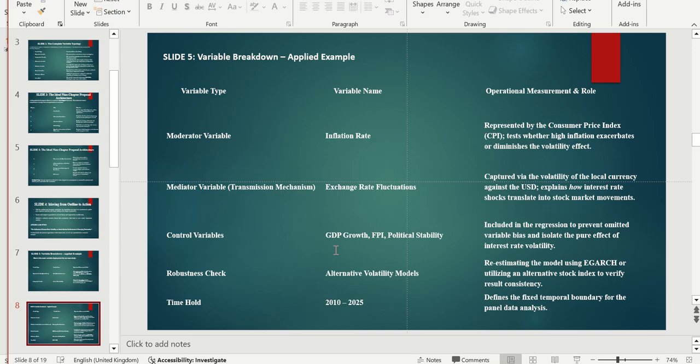To strengthen our findings, we perform robustness checks using alternative volatility models. Finally, we define our study period from 2010 to 2025. This is how researchers transfer a research idea into a measurable framework.